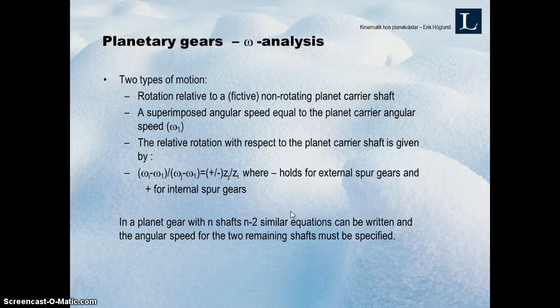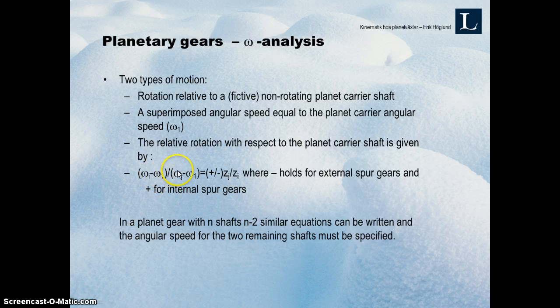Now if we want to have an analysis and have some equations describing this, we can think of it this way, that you have a planet carrier rotating with the angular speed omega 1, and you have all the other shafts rotating with their speeds. Now if you subtract the angular speed omega 1 from all the other angular speeds, you will have an equation looking like this. And if you compare this equation to what you had for a simple spur gear, an internal or external spur gear, you can see the resemblance.